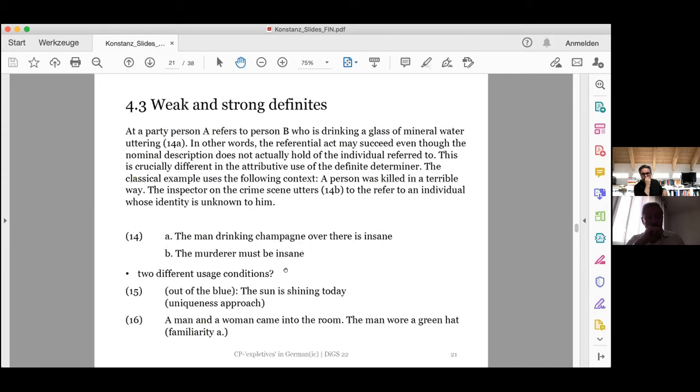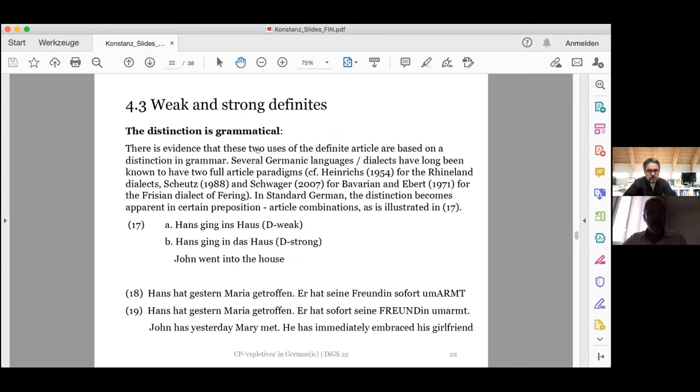One is in situations out of the blue, such as "the sun is shining today," where the sun can be uniquely identifiable. The other is the so-called familiarity approach: the reference that the definite description is referring to must be introduced in a previous discourse, and there can be other men, so there's no uniqueness effect.